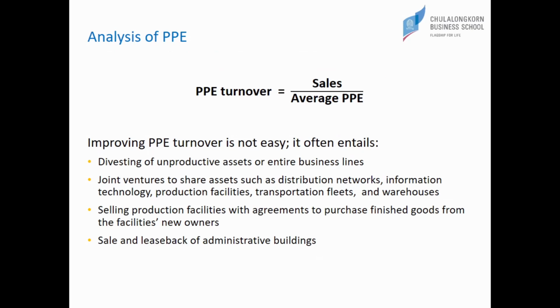And last one, you can sell and lease back this admin building. So you can lease the buildings instead of making purchases. So as you can see, these four examples just don't sound like that simple compared to the previous, right? So it can sometimes be a very risky thing as well. Like you sell off your business lines, you sell your facility. It can actually be very costly if the other party says, okay, I'm not going to purchase from you anymore. Then you just do whatever you can do. So yeah, improving the PPE turnover is just not going to be an easy thing.